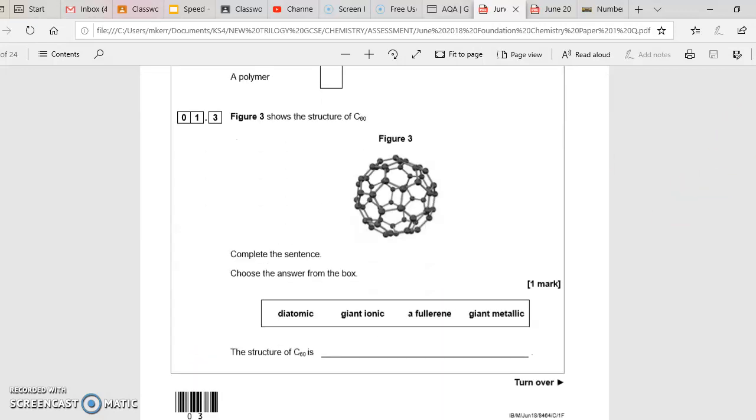Next question, 1.3. This shows the structure of C60. I'm just going to read it, sorry. Complete the sentence. Choose the answer from the box. The structure C60 is. Pause your video.